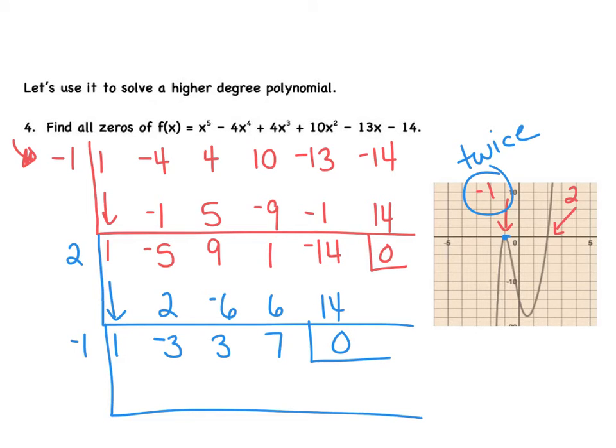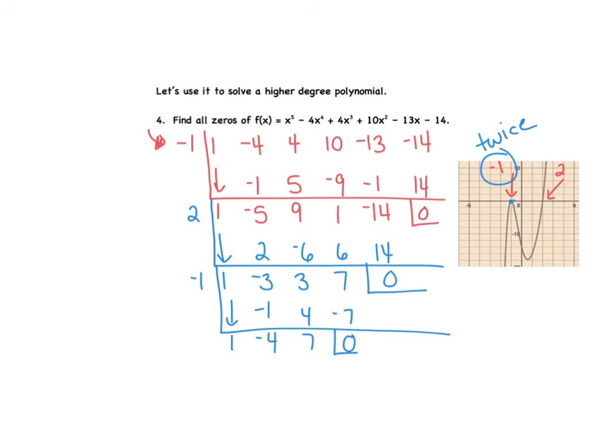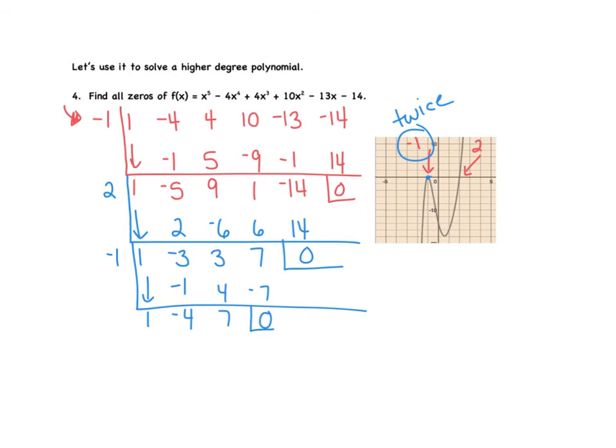It has what we call multiplicity 2. So I'm going to do synthetic one more time using -1 again. And that's going to help me drop down my remaining polynomial down to a quadratic. All right, each time notice I'm getting a remainder of 0. If you don't, then you have used something that is not a 0, or you've made an error in your synthetic division. All right, so here's what remains. This would be x squared minus 4x plus 7.